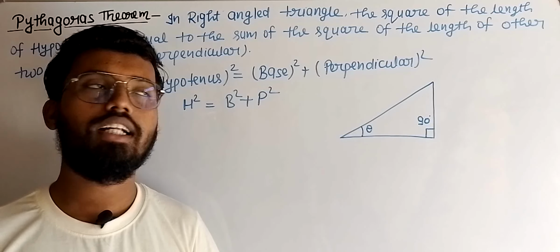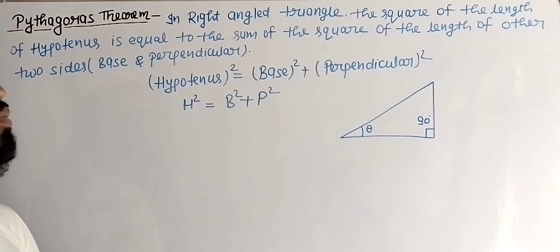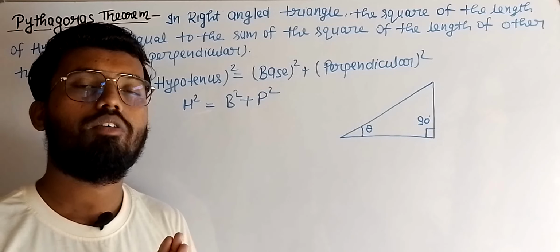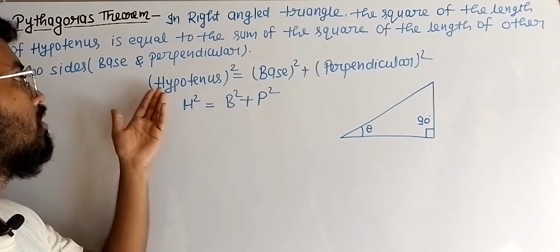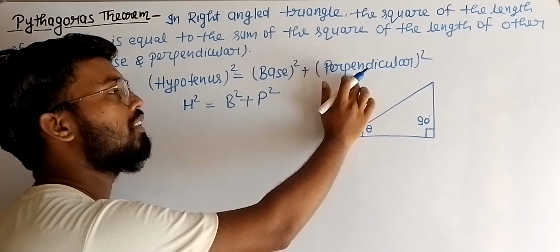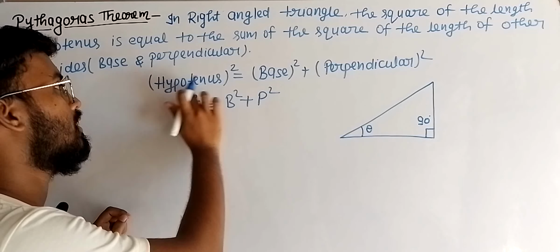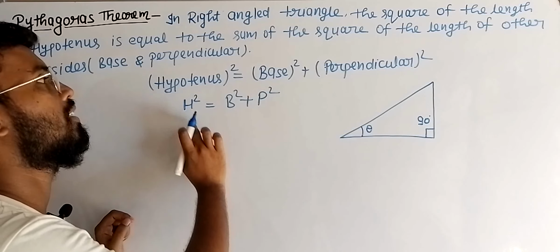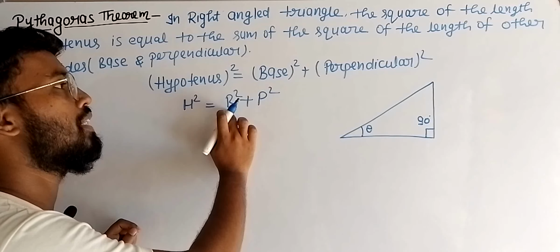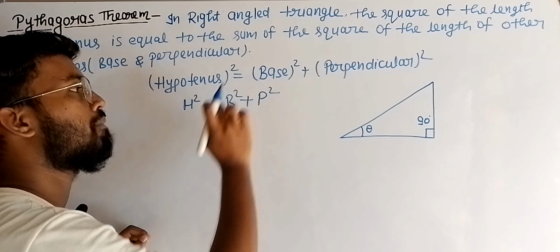What are the other two sides? These are base and perpendicular. If we want to summarize the whole statement of Pythagoras theorem in one line, then it will be: square of hypotenuse is equal to square of base plus square of perpendicular. Hypotenuse can be written as h, so it becomes h square. Base can be written as b, so it becomes b square, and perpendicular can be written as p, so it becomes p square.